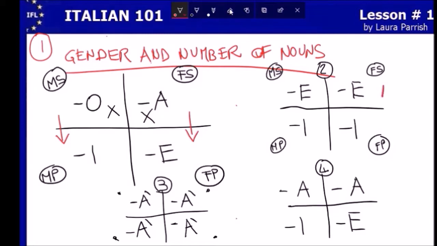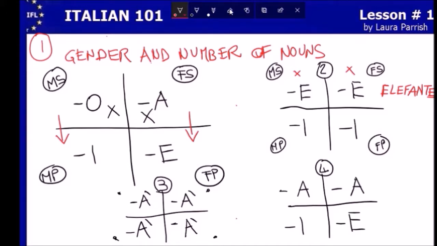Okay, for example, elefante. This one ends in E, so it belongs to this pattern. A common question is how do I know if a word is masculine or feminine, since A and E are the same. Basically, you don't know. You need to know the word.